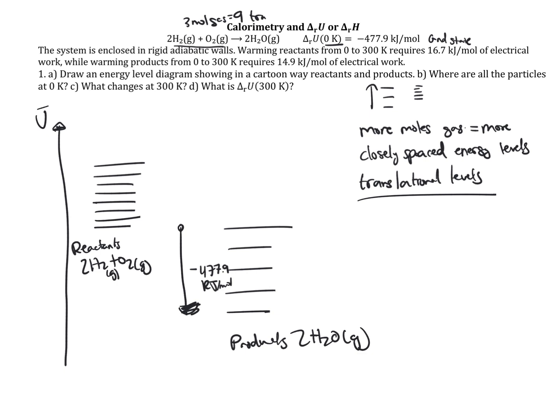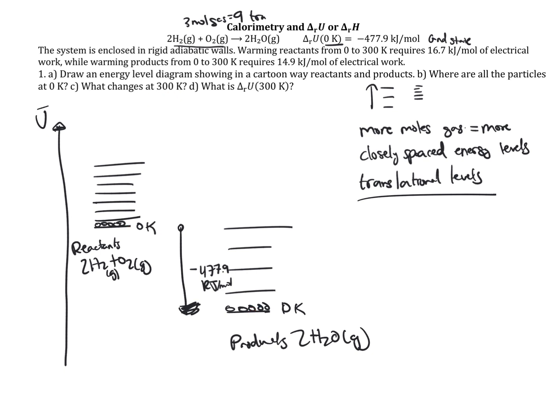The closeness of the energy levels we'll see is really going to give us information about entropy, which we don't need to know too much about yet, but that is where this is going soon. Where are all the particles at zero? All the particles at 0 Kelvin are in the ground state. At 0 Kelvin, everyone has to be in the ground state.